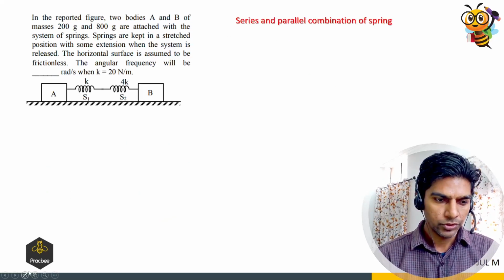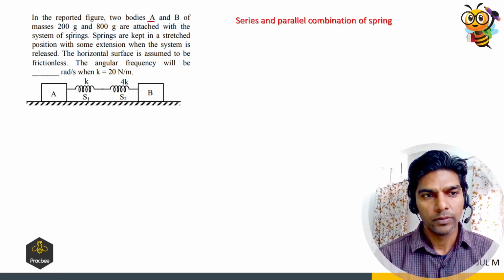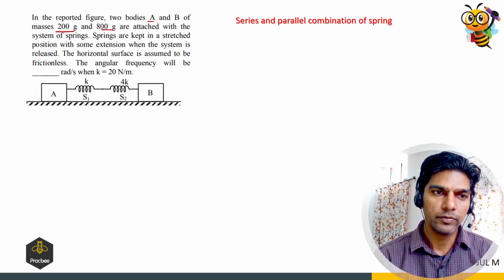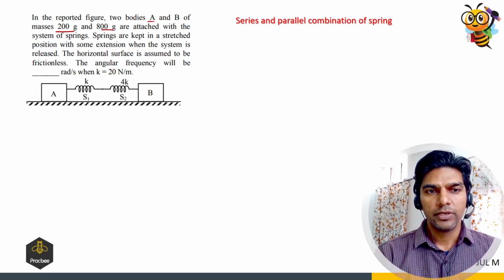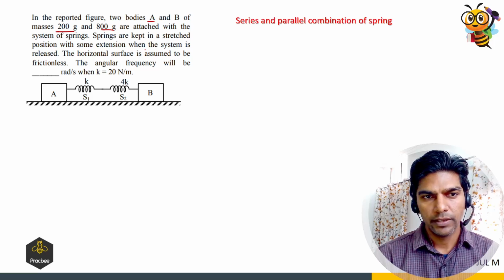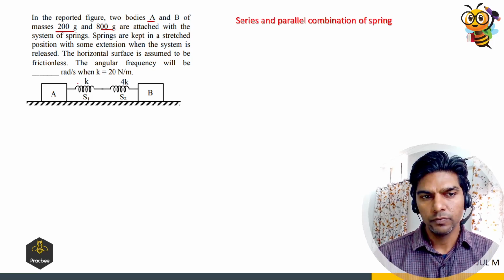Now let us see this question. Here we are given two bodies A and B of mass 200 grams and 800 grams attached to a system of springs. The springs are kept in a stretched position with some extension, and then the system is released. The horizontal surface is assumed to be frictionless. So we have to find the angular frequency of oscillation.